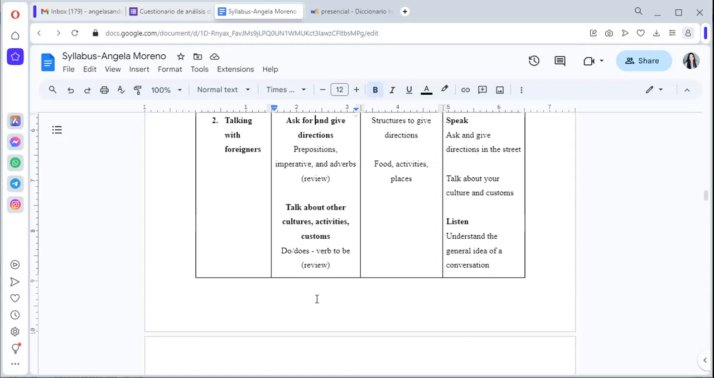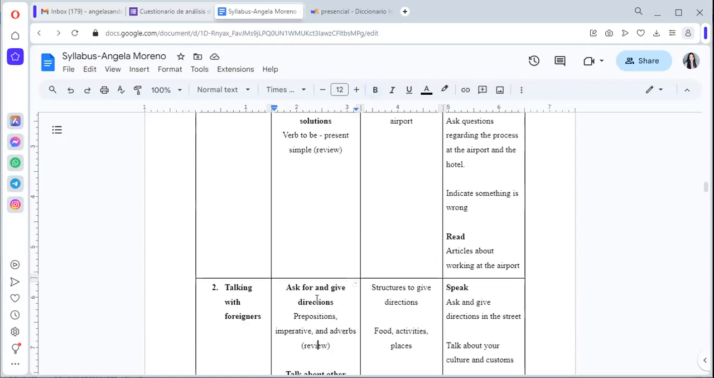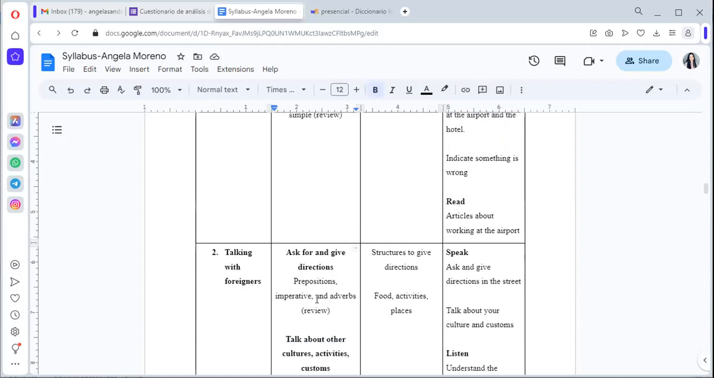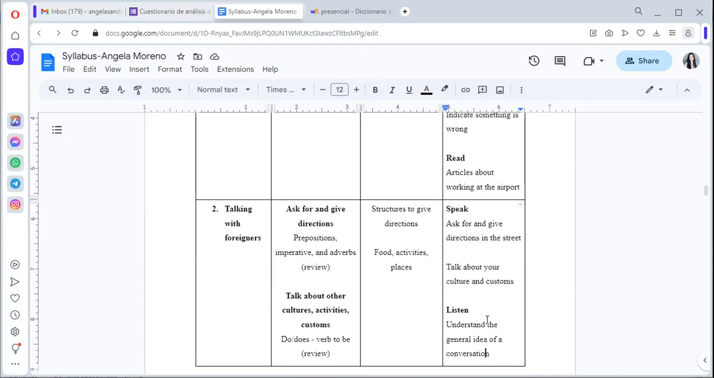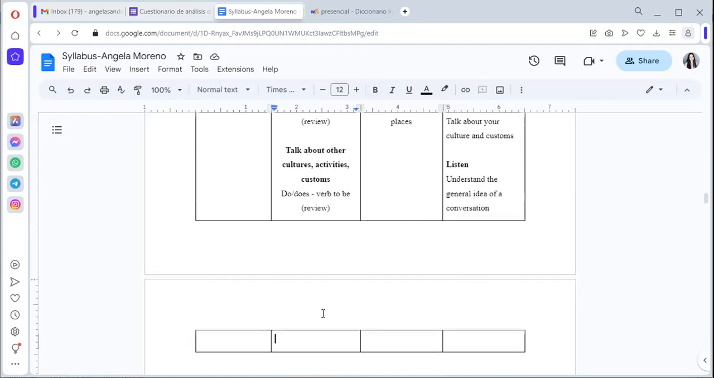In the vocabulary part, he's going to learn structures to give directions, food vocabulary, activities, and places. And in the speaking skill, he's going to ask for and give directions in the street. Talk about his culture and customs. And in the listening part, he's going to understand the general idea of a conversation.